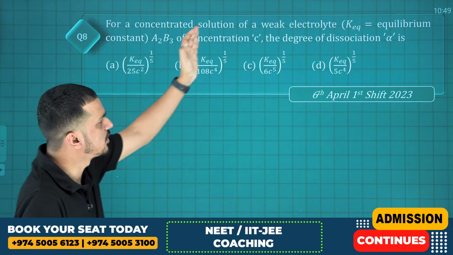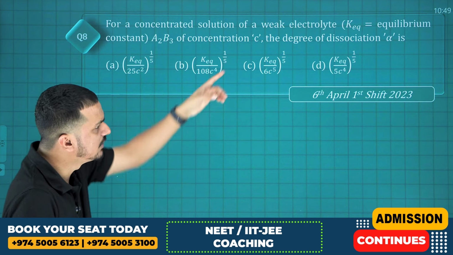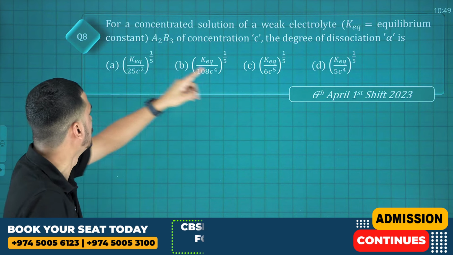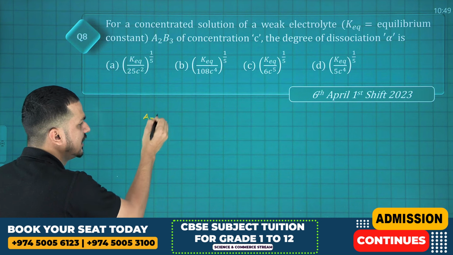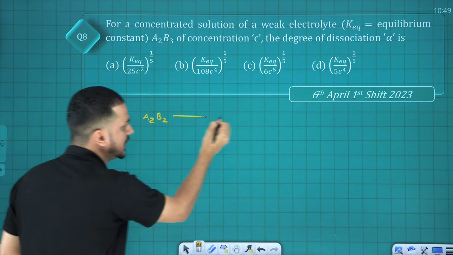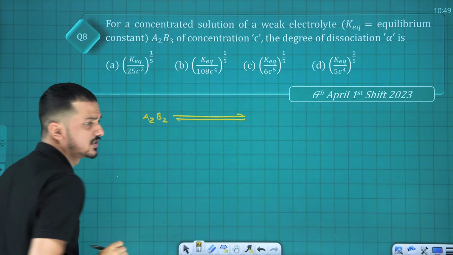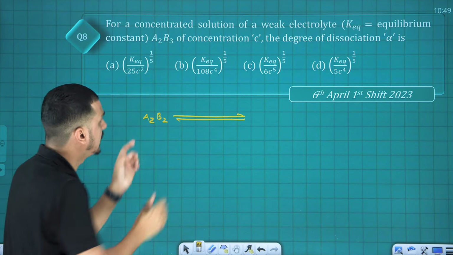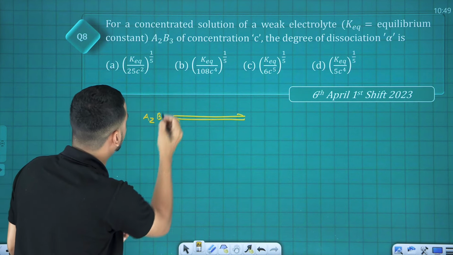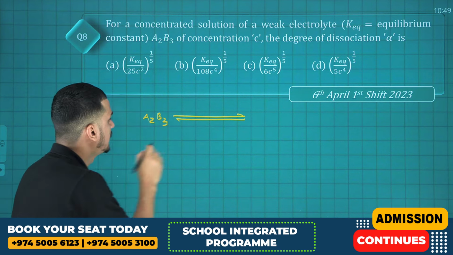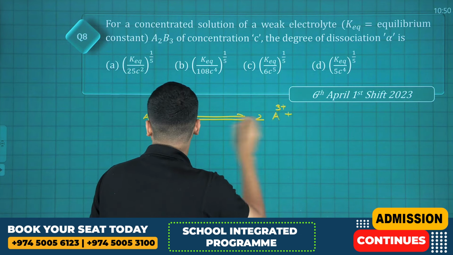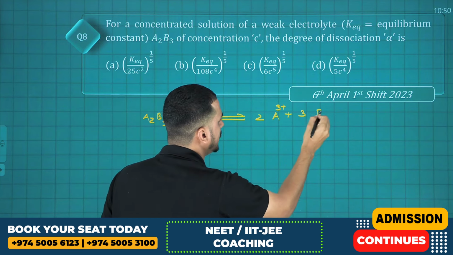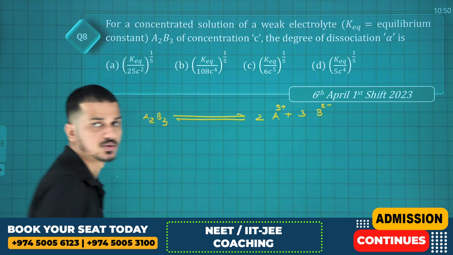For a concentrated solution of a weak electrolyte A2B3, with equilibrium constant K equilibrium. That's a weak electrolyte, A2B3. How will it dissociate, dears? You know the dissociation. A2B3 will dissociate like 2A3+ plus 3B2-. Like that it will dissociate.